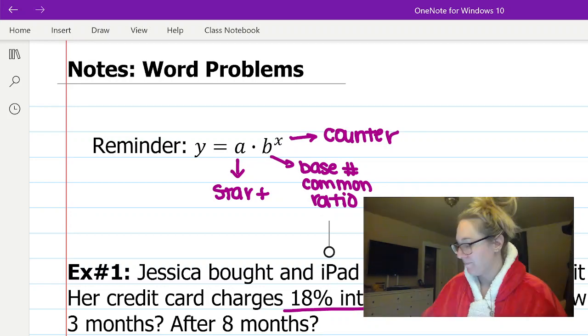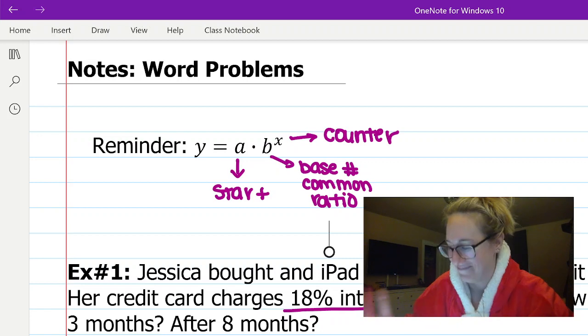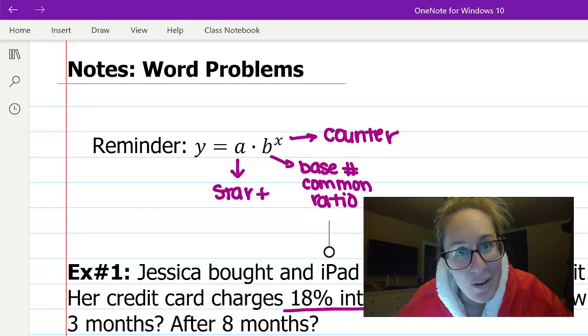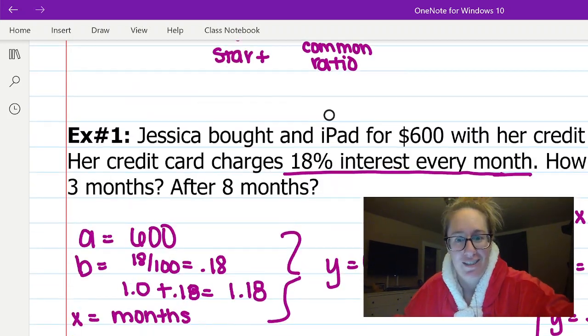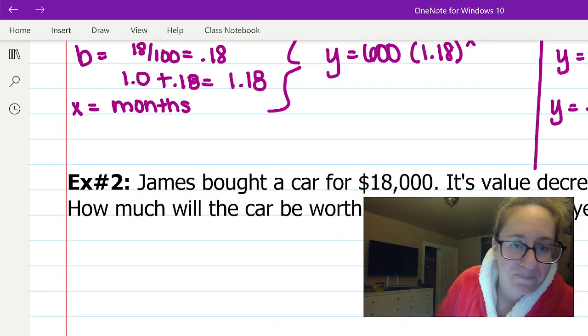$2,255.32 because she didn't pay her bill for 8 months. It almost quadrupled. Pay your bills. Just don't get credit cards. Okay. Depressing but accurate. All right, next up.